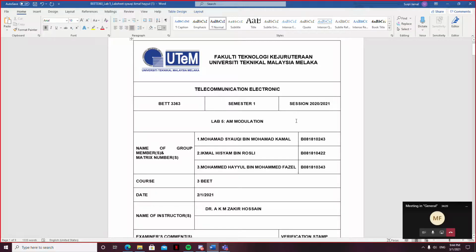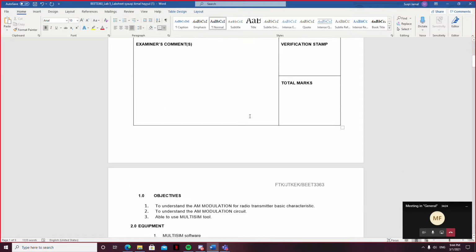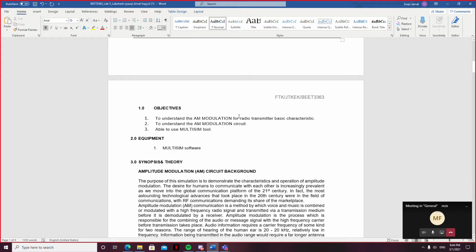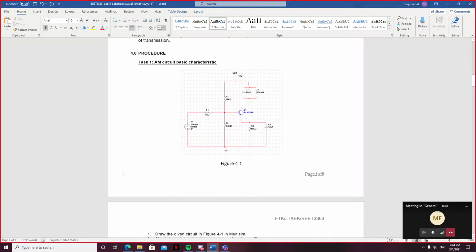Today we would like to explain about Lab 5 AM modulation. First I will explain my part, which is task 1 and task 2. This is the circuit for task 1.